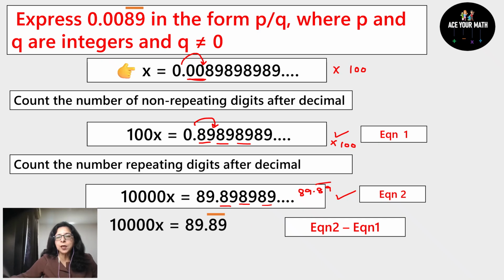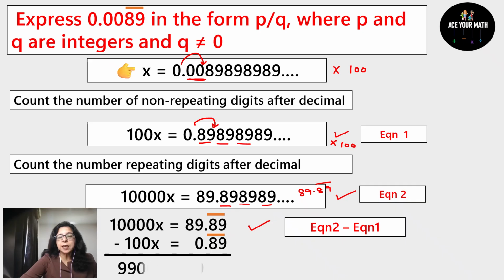Okay, so I have written it as 10,000x equals 89.89 bar. Now we need to subtract the first equation. So you will write equation 1 now. So it is 100x equals 0.89 bar. Now let's complete this subtraction.